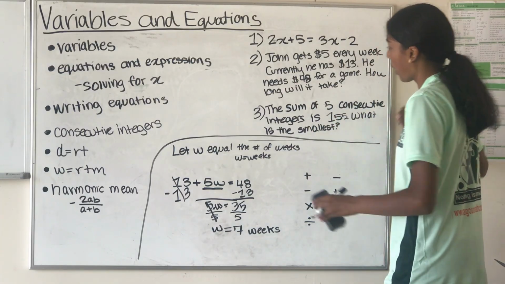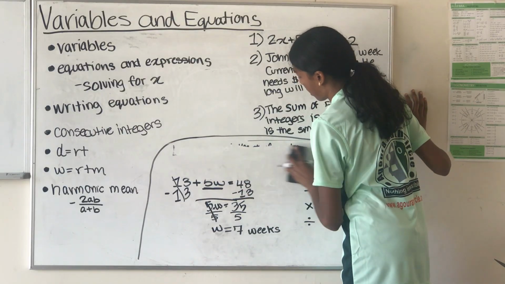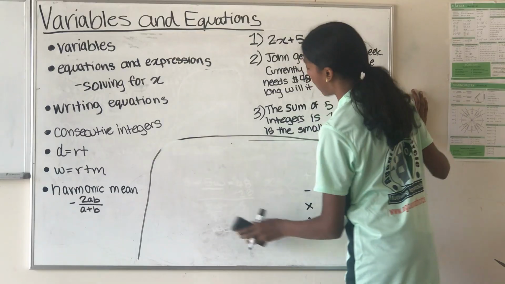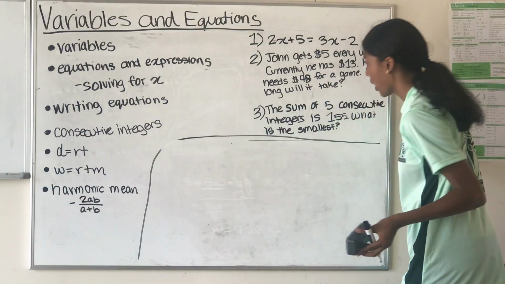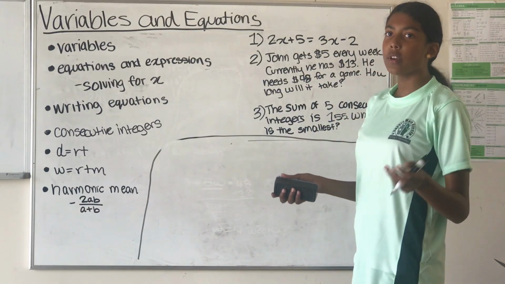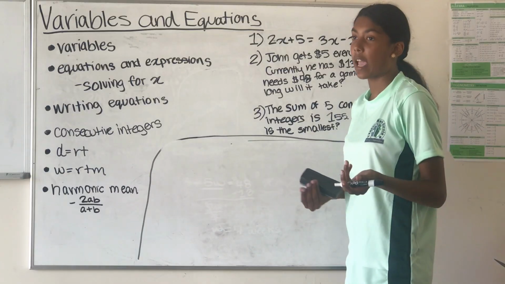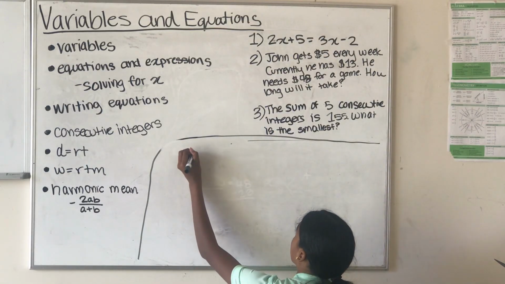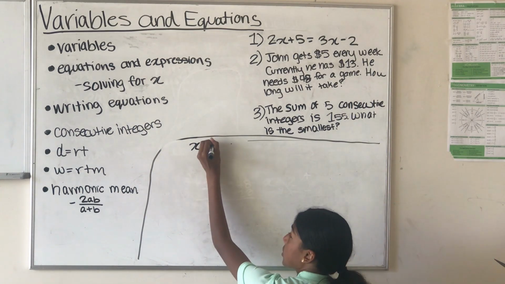Now, the third one. Doing consecutive integers is confusing at first, but you'll love it as time goes on. So if we start off with x, let's just say x is going to be our smallest. Let's write x equals smallest.